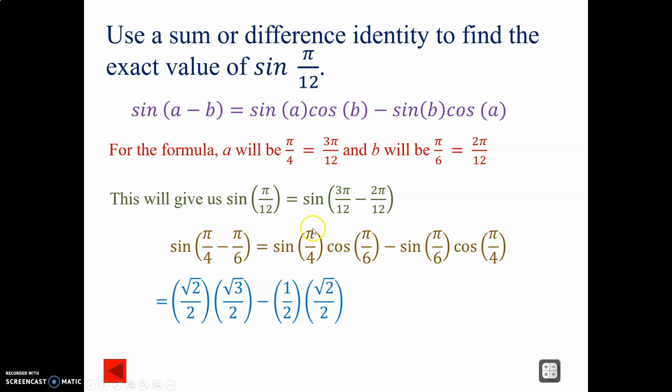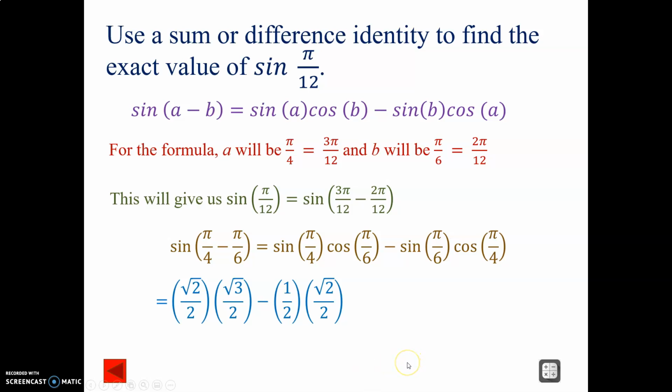So there we go. Sine of pi over 4, radical 2 over 2. Cosine pi over 6, radical 3 over 2. I'm sorry, sine of pi over 4 is radical 2 over 2. Sine of pi over 6, 1/2. Cosine pi over 4, radical 2 over 2.